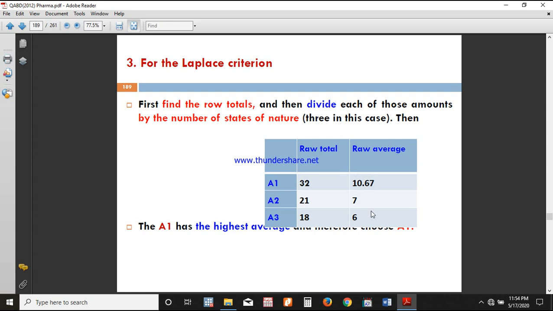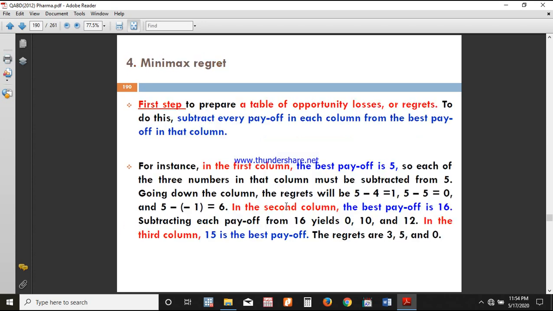A1 will be chosen. If it is cost, you choose the lowest value, so you can choose A3 because it is the minimum value, while summing the row values and dividing the total by the number of states of nature, that is 3 states of nature.